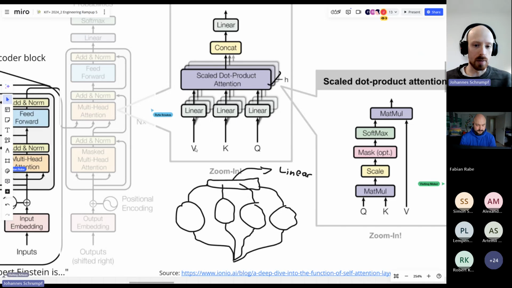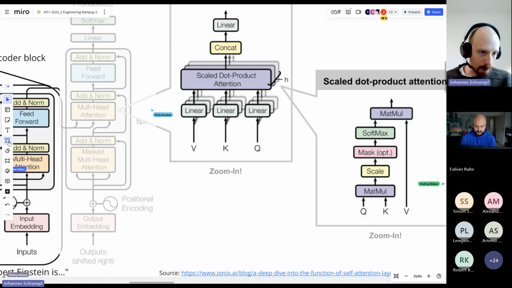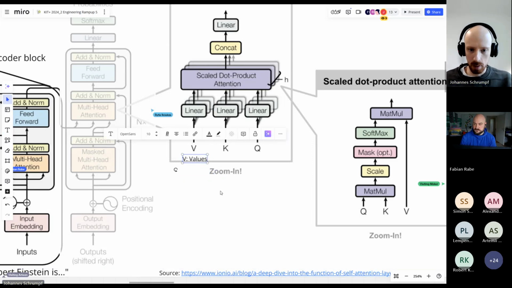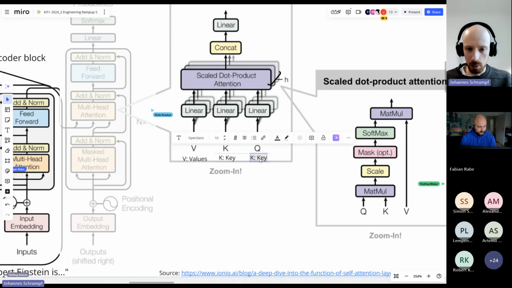But also maybe, what is V, K, and Q here? Why does this have these weird names? This comes from the original transformer paper as well. V stands for value. K stands for key. And Q stands for query.